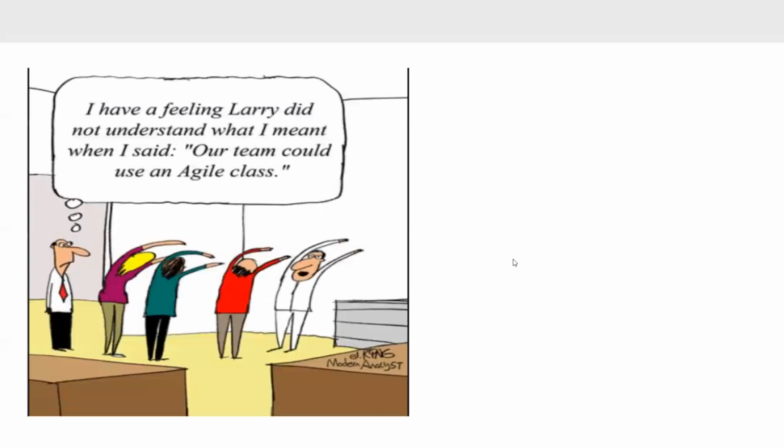So this is towards the end of the presentation. I just wanted to talk through a couple of things before we end. This is a funny cartoon. It says, I have a feeling Larry did not understand what I meant when I said our team could use an Agile class, right? So people misunderstand what Agile is, or what the need for Agile training is. It's not about being Agile physically or mentally. It's about a mindset. It's about delivering a specific product in a certain way. So that's kind of what it is.